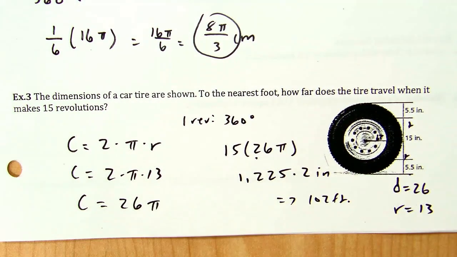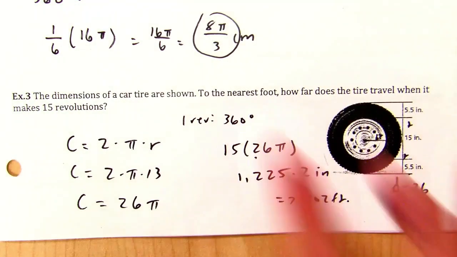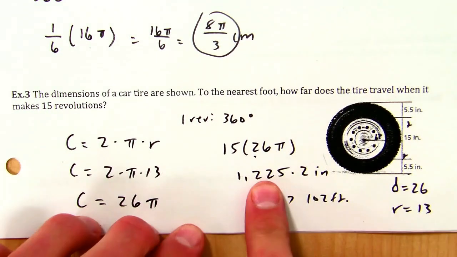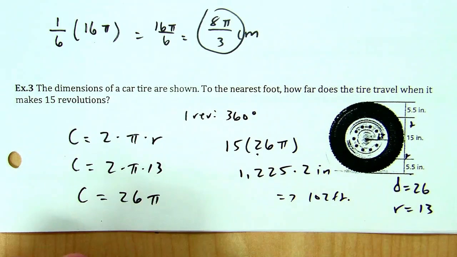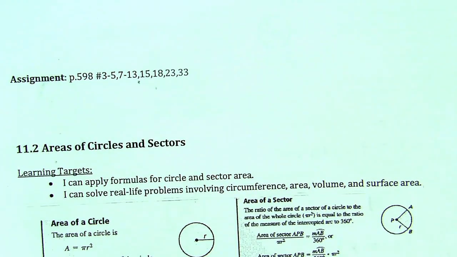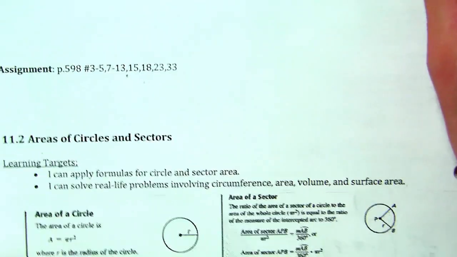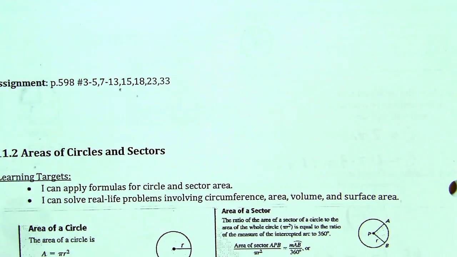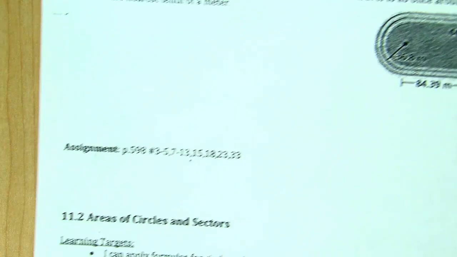So the final answer is this 102 because you're rounding to the nearest foot. I just took this number and divided by 12 to get 102 feet. Okay. All right, we'll do one more example of this, and then we'll move on to 11.2. This one's a little bit tricky, and so this is also a good question.